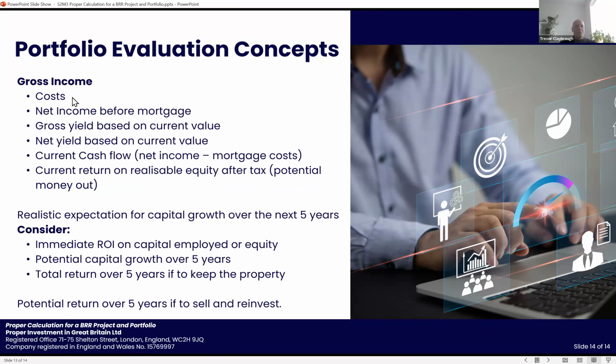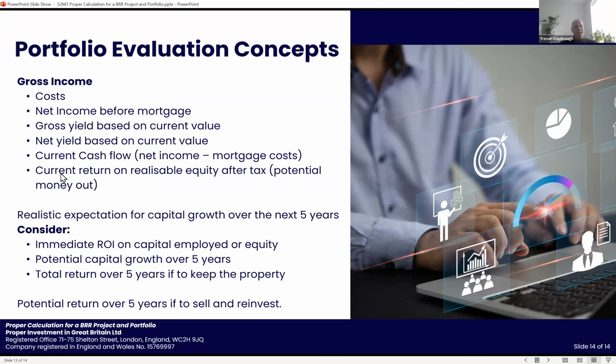So we've got our gross income, that's what we get from the tenants. We've got our costs. Then we've got the net income before the mortgage. We've got gross yield and net yield, which are useful figures because we're comparing them with the standard yields in the area where we're operating. We've got our current cash flow.